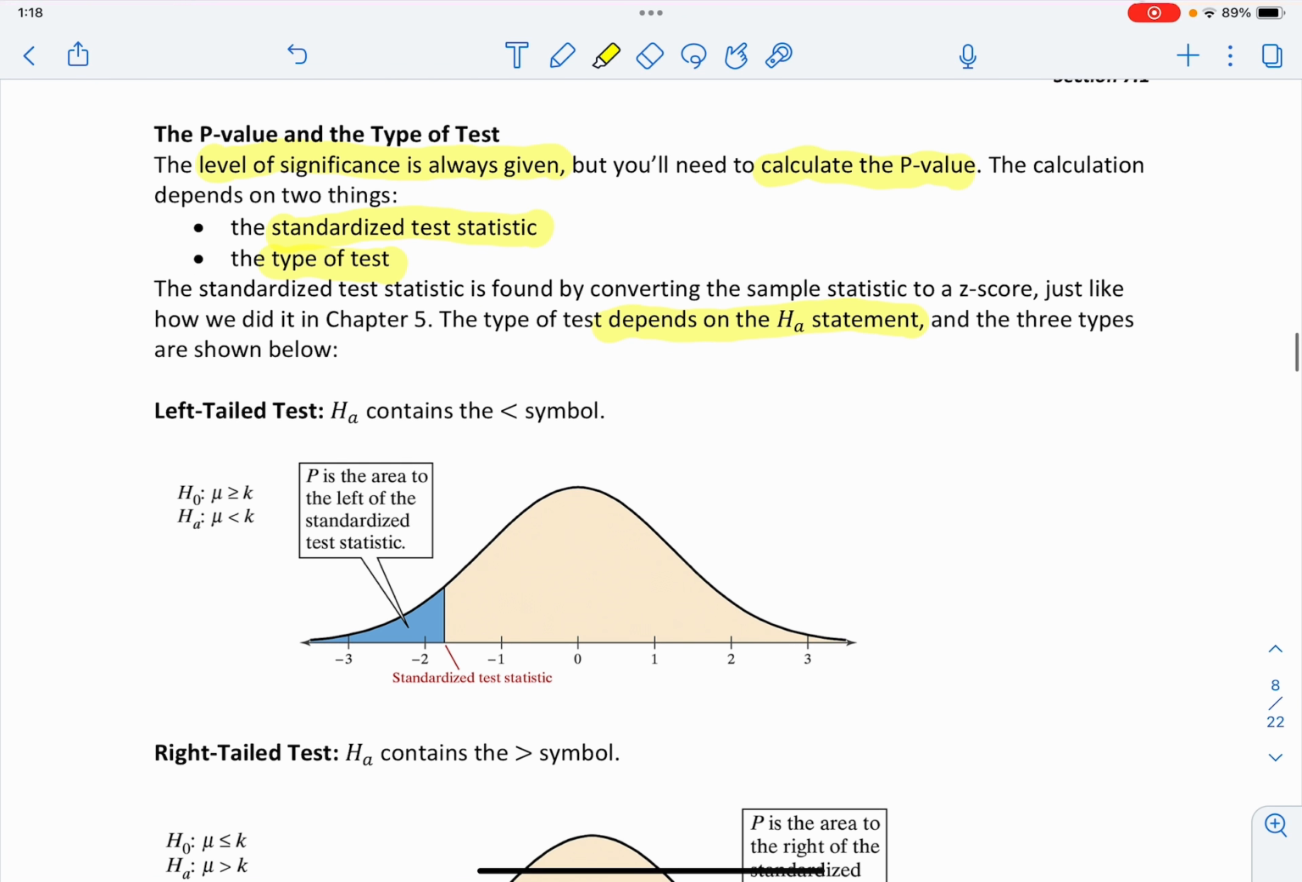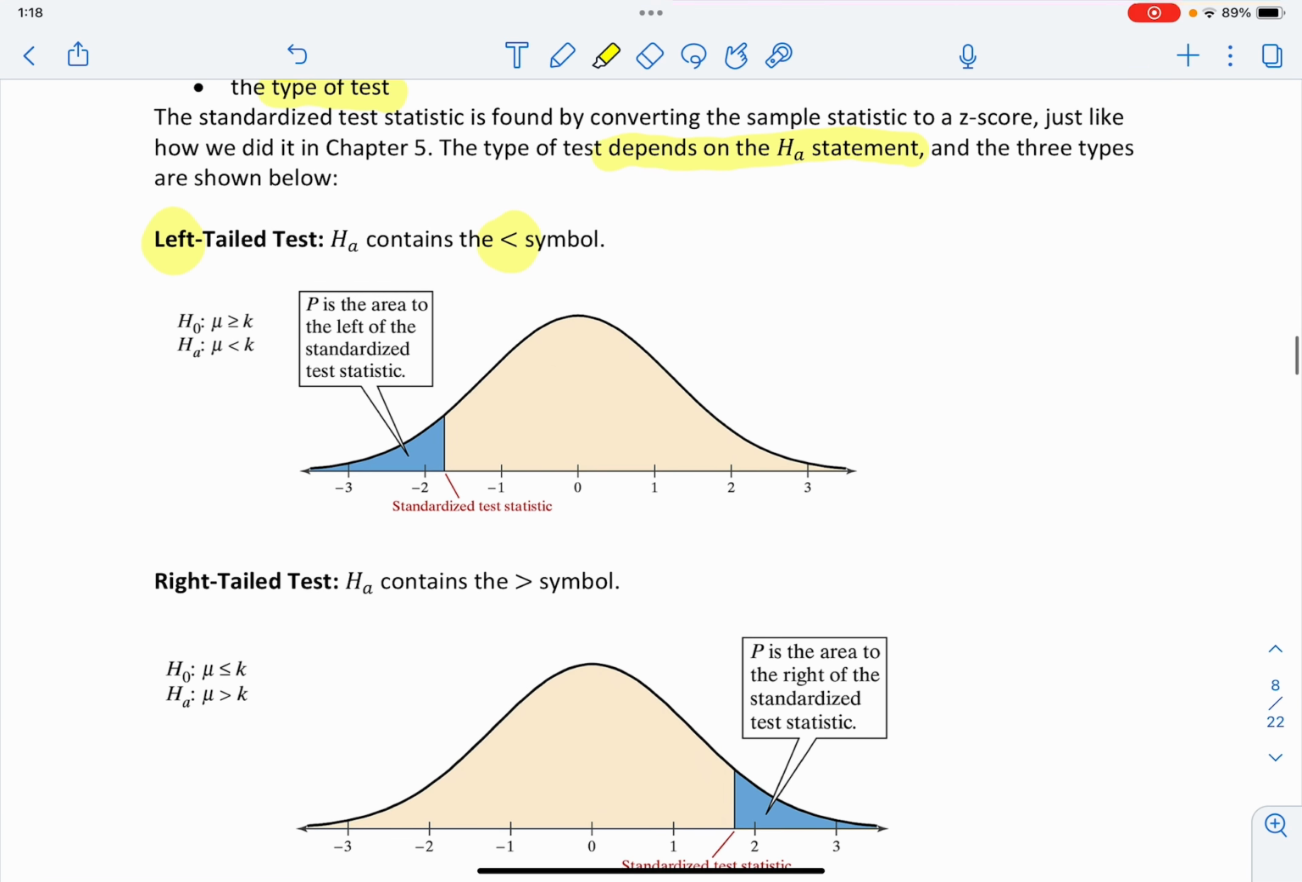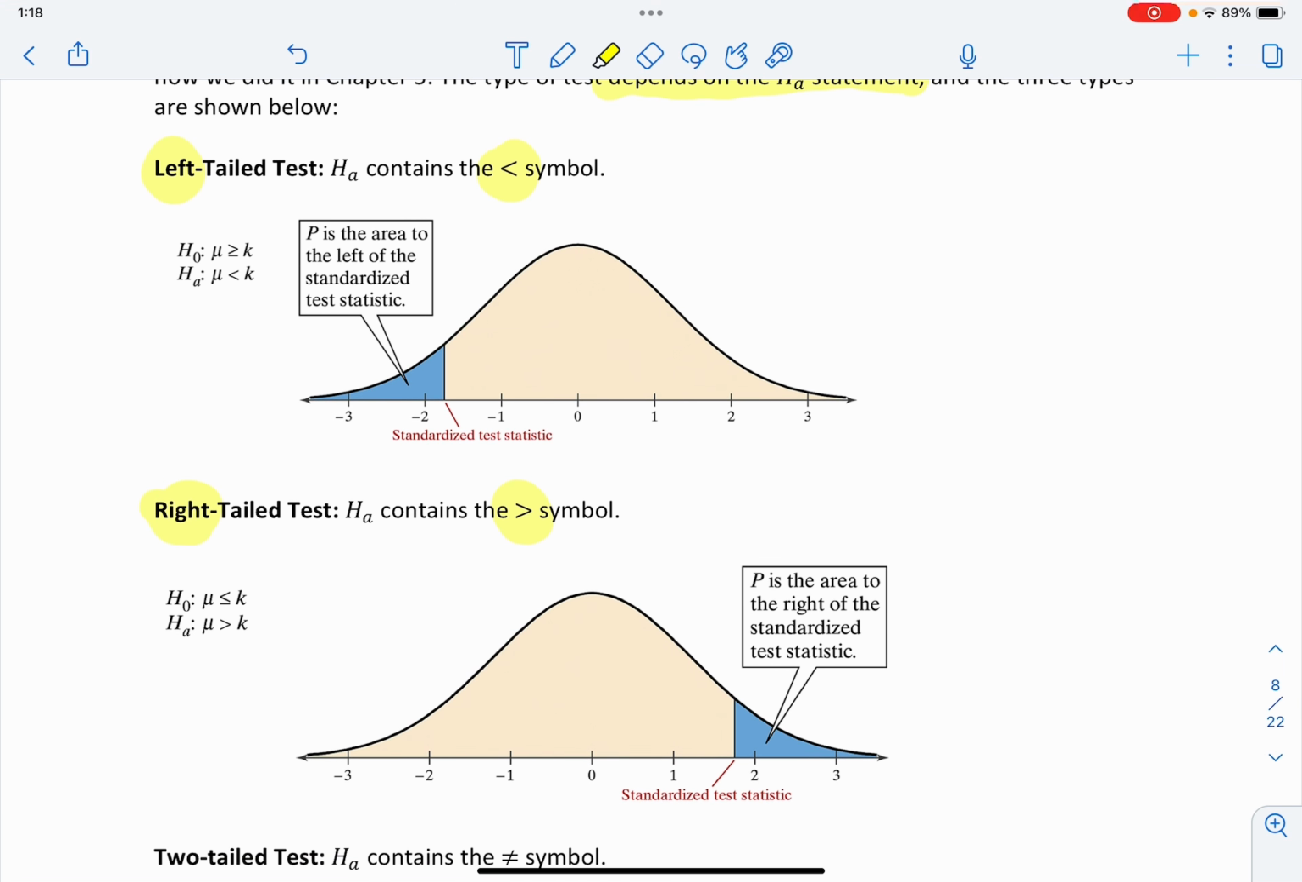So if the HA has this symbol, then it's a left-tailed test, right? And it's less than. So less than is less, left. Less and L, left, all start with L. Okay, so less than is left. If HA contains the greater than symbol, that's going to be the right. And just like a right tail, here's the graphs.